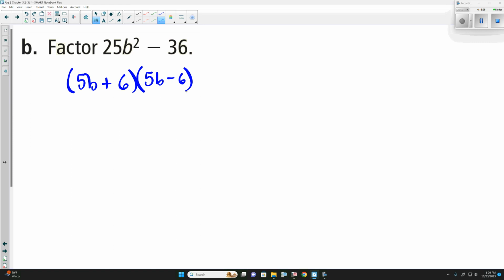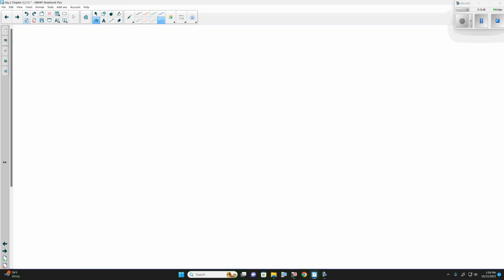Any questions on any of this here? Do we feel comfortable with this? The difference of perfect squares is going to come back in a lot of different forms. It will continue to show back up because it is used in several different areas. Minus.